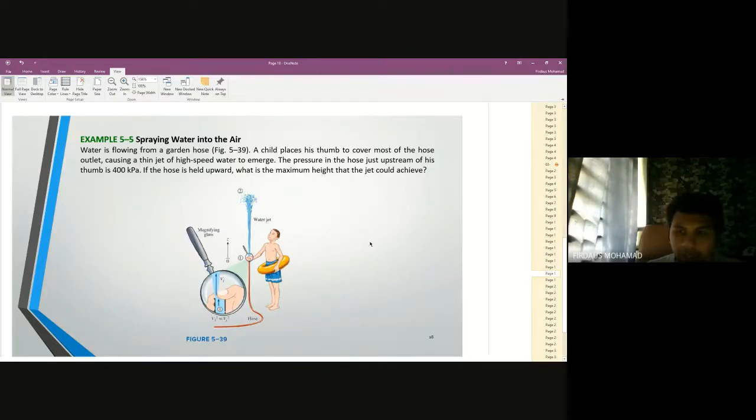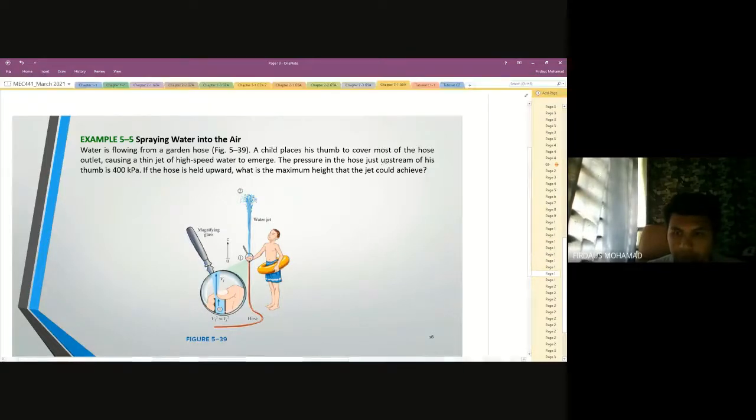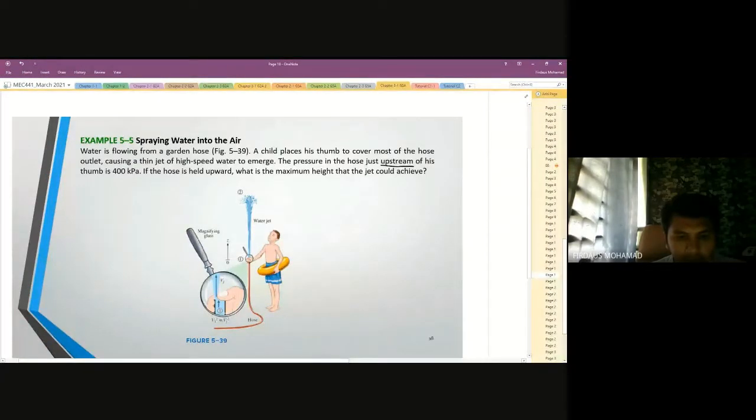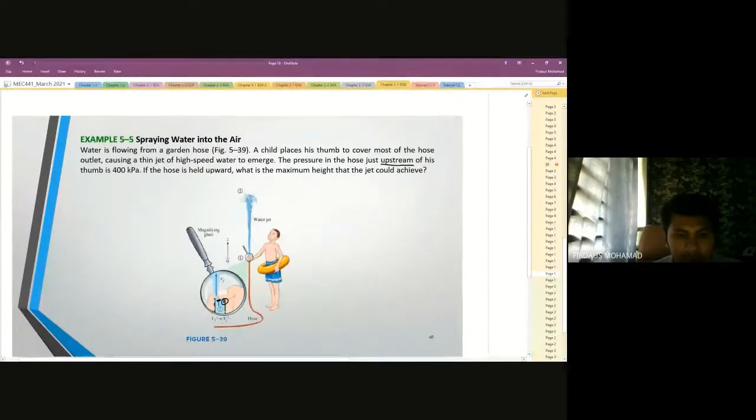Ni kat mana? Upstream. Atas. Dekat point 1. So dia dah buat ni. Maknanya pressure in the hose just upstream of his thumb. Okay, so thumb dia kat sini. Just upstream maknanya kat sini lah. Dekat point sini. So that's why you define point 1. So that's why at point 1 pressure equal to 400 kilopascal.